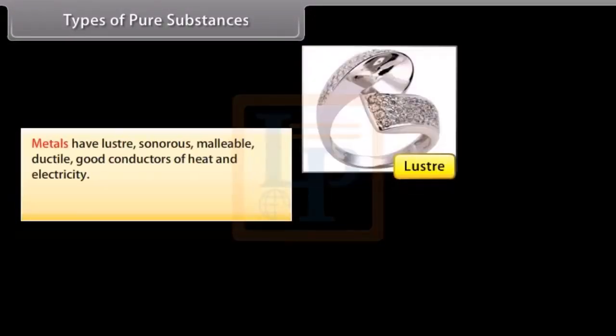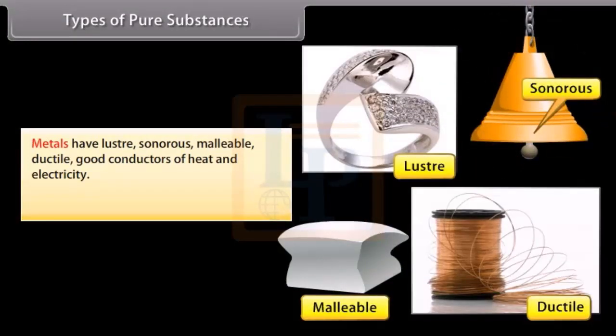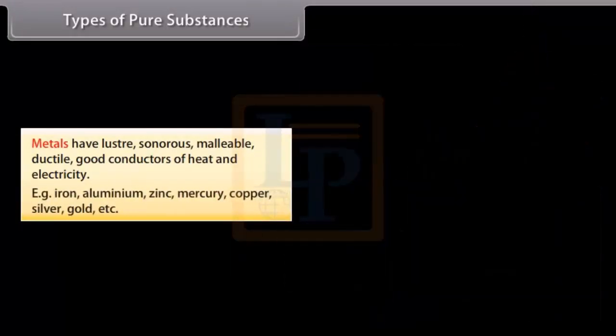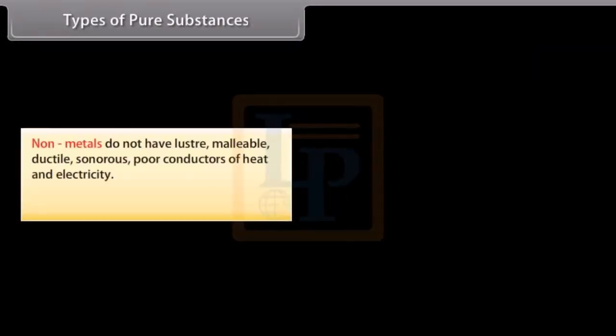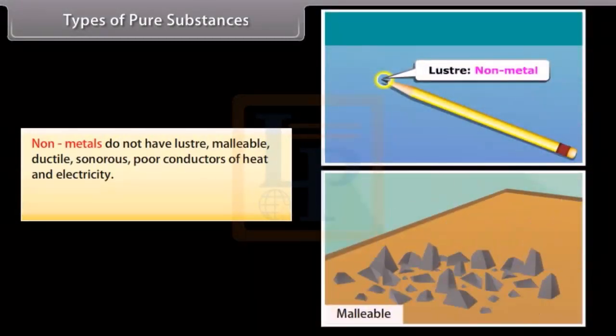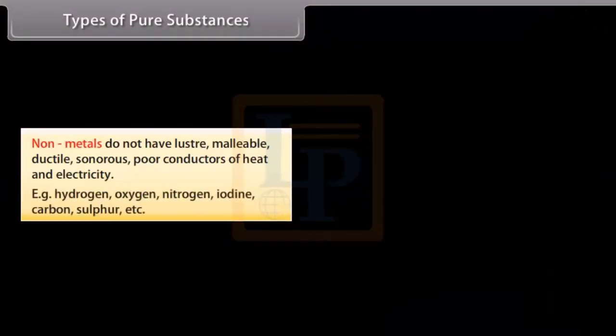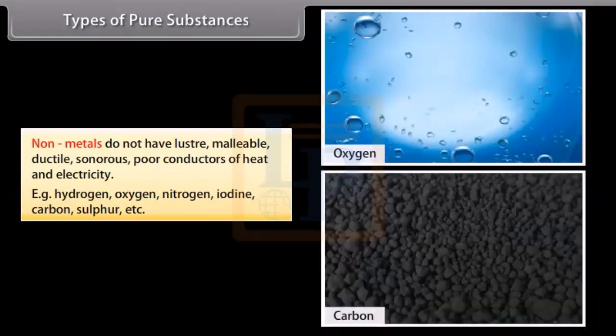Metals have luster, are sonorous, malleable, ductile, and good conductors of heat and electricity. Example: iron, aluminium, zinc, mercury, copper, silver, gold, etc. Non-metals do not have luster, malleability, ductility, or sonority, and are poor conductors of heat and electricity. For example, hydrogen, oxygen, nitrogen, iodine, carbon, sulfur, etc.